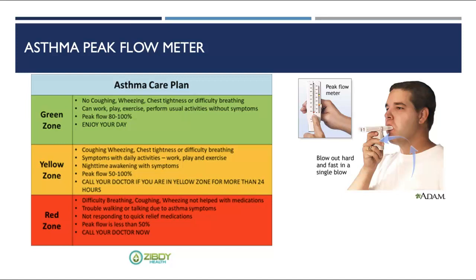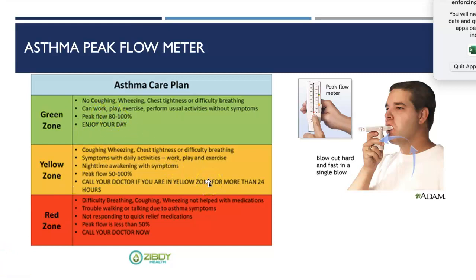And at this point, we're going to expect their peak flow to be between 50 to 100% of their normal. So actually, that really should say 50 to 80%. So the chart on here is wrong. So yellow is going to be 50 to 80. It's going to end right at that here.